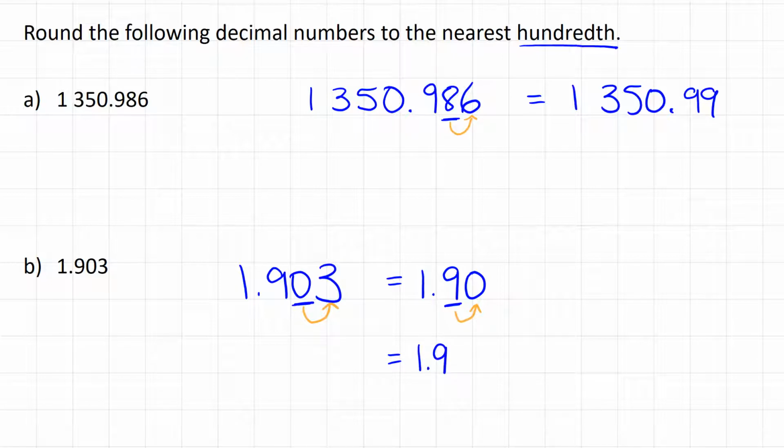And look at that. When we round to the nearest tenth, we're only rounding to 1 decimal place. When we're rounding to the nearest hundredth, we're rounding to 2 decimal places. Okay, now that we can round to the nearest tenth and hundredths, on to thousandths.